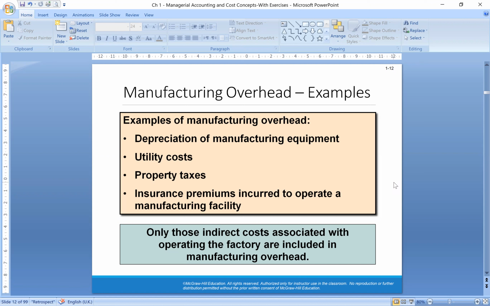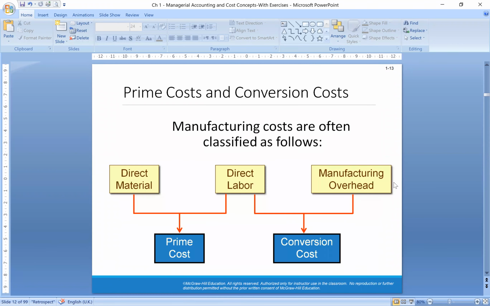Okay, so if we say manufacturing, we refer to all costs related to the product, and it will be an integral part of the product. Only those indirect costs associated with operating the facility are included in the manufacturing overhead.